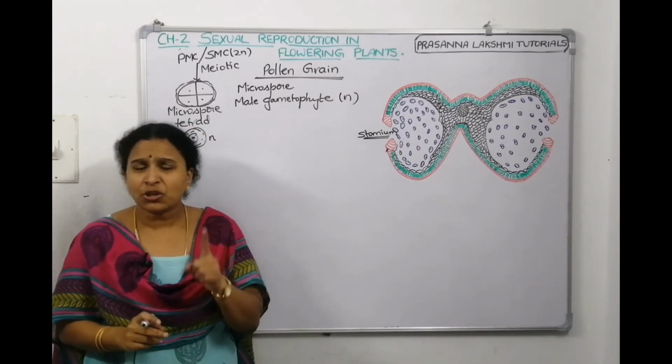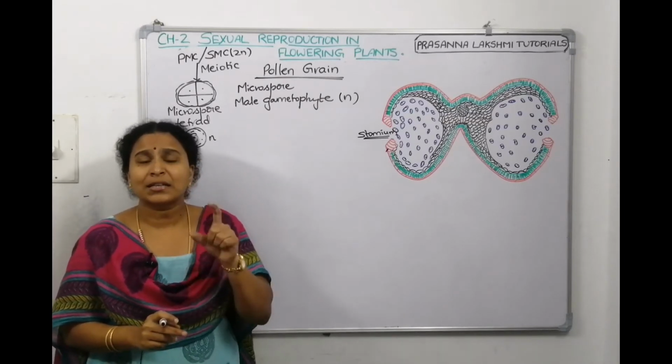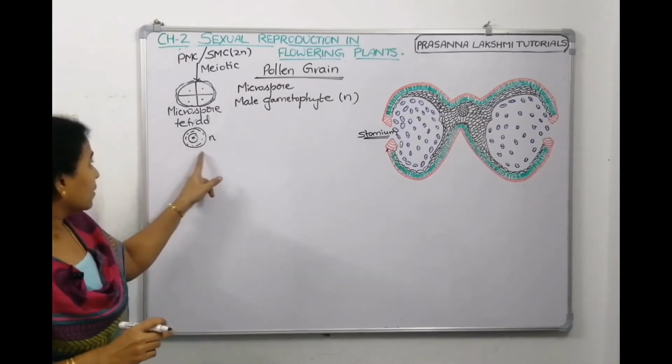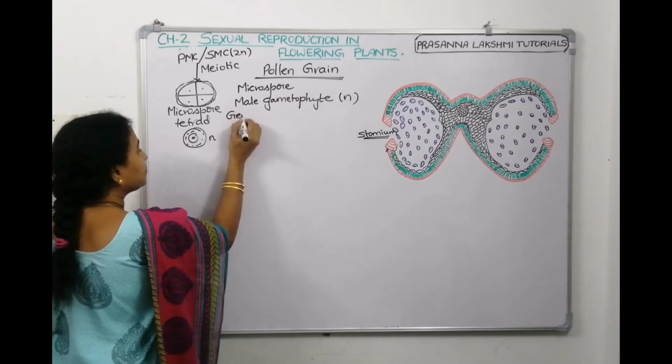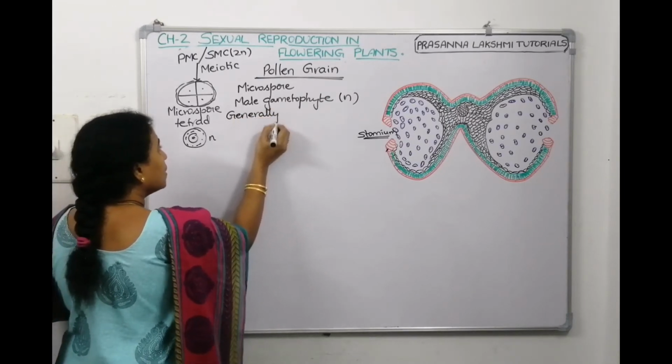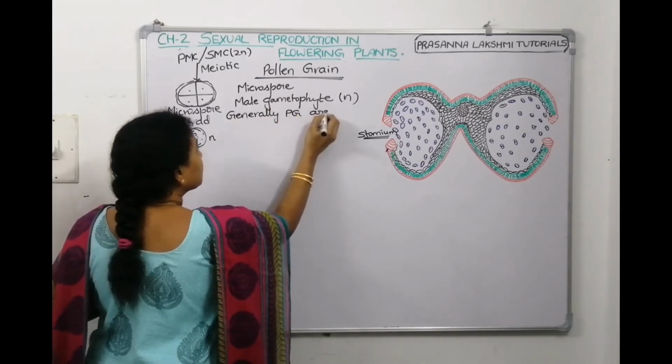Now, what is the shape of a pollen grain? Generally, pollen grains are spherical in outline. You can see here, right? So, generally, pollen grains are spherical.